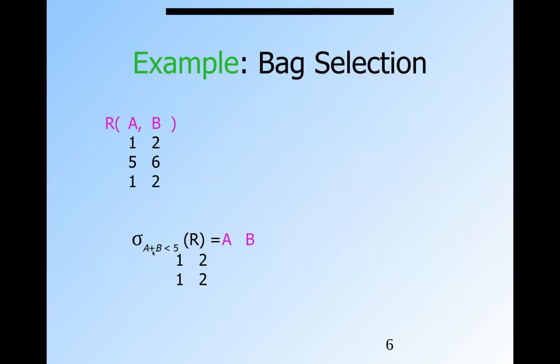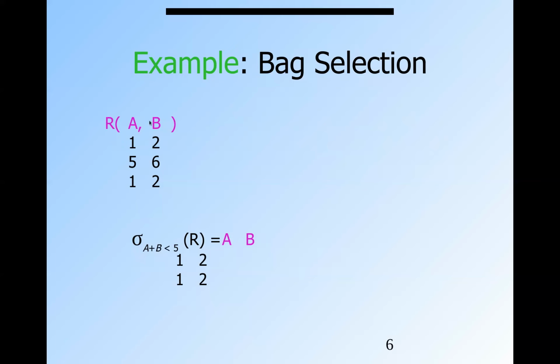So these arithmetic expressions here in the select condition, that's also a simple little extension. We allow ourselves to put these arithmetic expressions into the conditions. So A plus B, okay, this is 3, less than 5. Well, is 11 less than 5? No. So this one does not qualify.